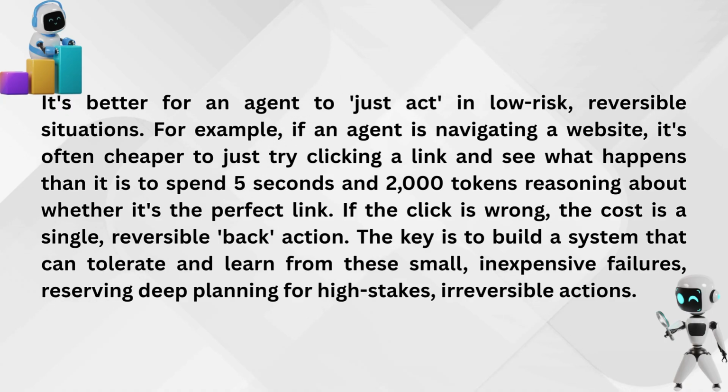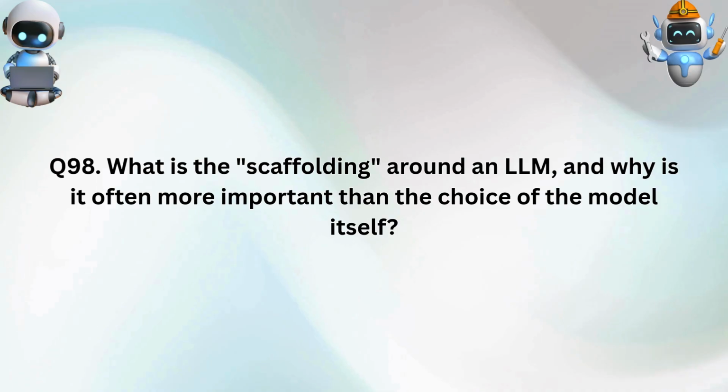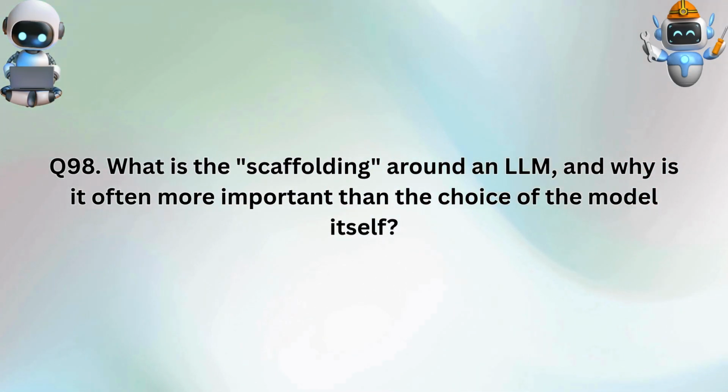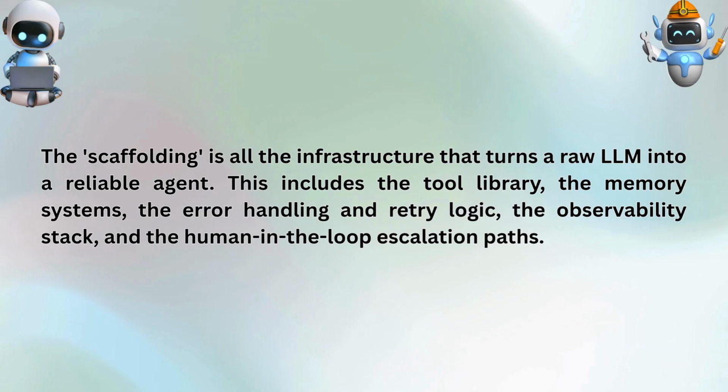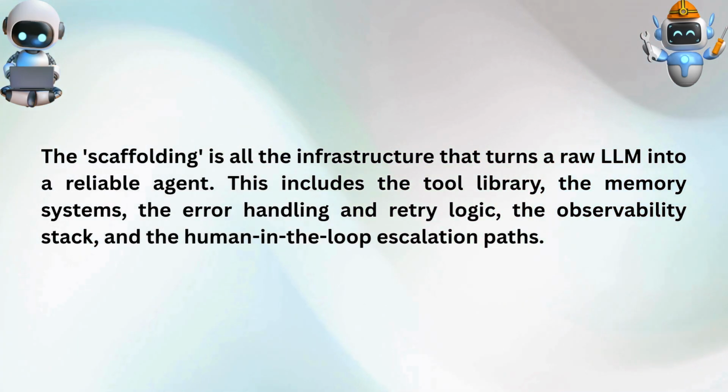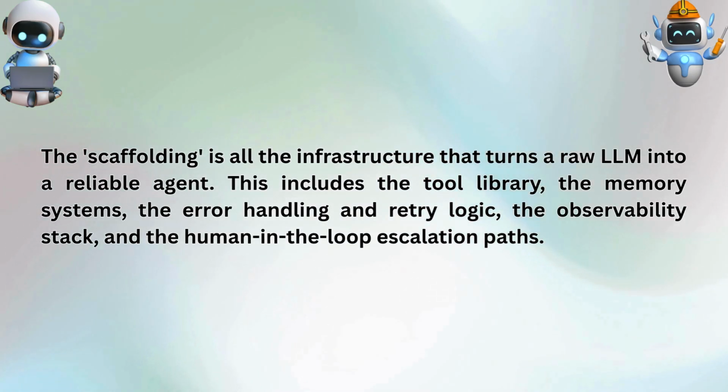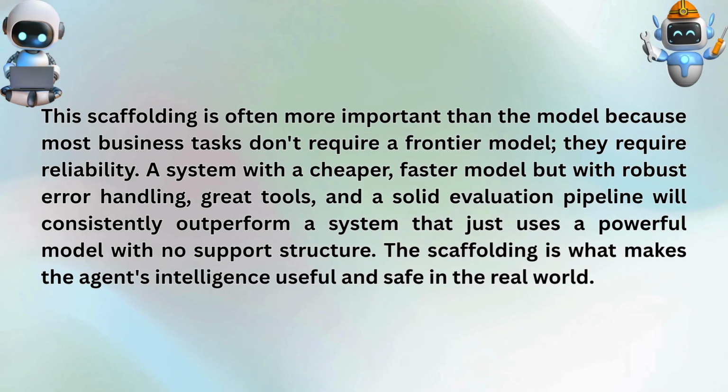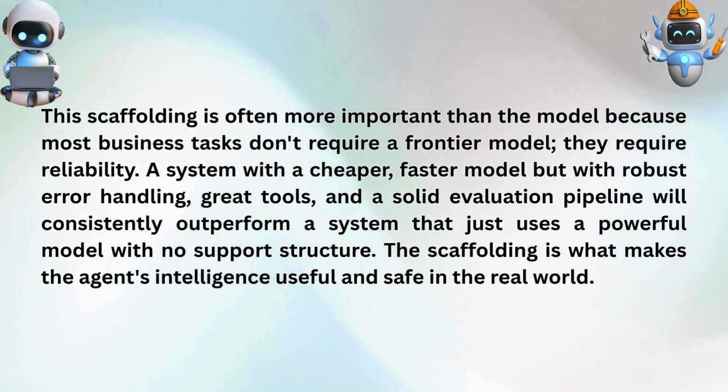for high-stakes, irreversible actions. What is the scaffolding around an LLM, and why is it often more important than the choice of the model itself? The scaffolding is all the infrastructure that turns a raw LLM into a reliable agent. This includes the tool library, the memory systems, the error handling and retry logic, the observability stack, and the human-in-the-loop escalation path.